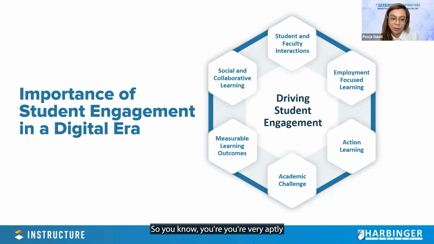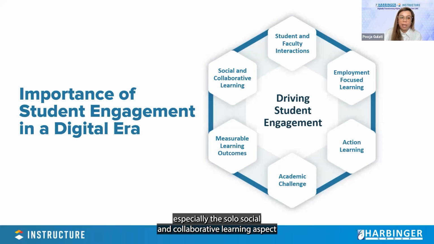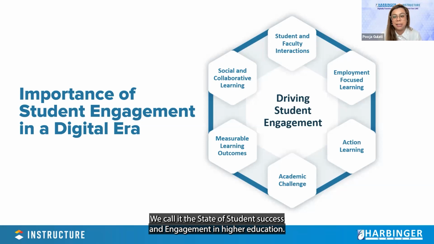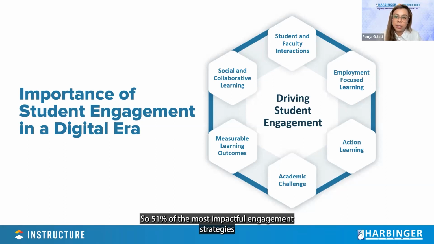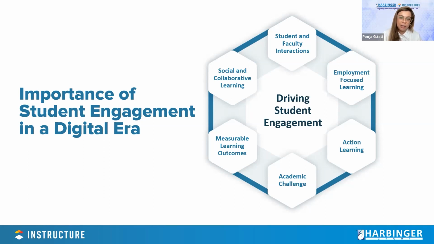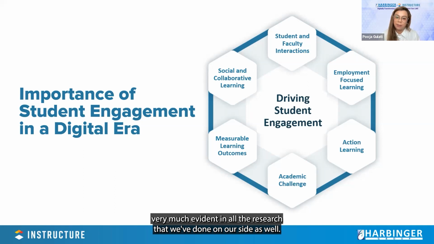I can share first. You've very aptly summarized that some of these things are, especially the social and collaborative learning aspect of driving student engagement in a digital era. This is actually in line with some of the research that Instructure has done. Every year, Instructure runs a study. We call it the State of Student Success and Engagement in Higher Education. Some of the results of our study have actually proven exactly that. 51% of the most impactful engagement strategies involve hands-on learning and experience-based learning models compared to previous years, pre-pandemic. So a lot of what you're saying is definitely very much evident in all the research that we've done on our side as well.